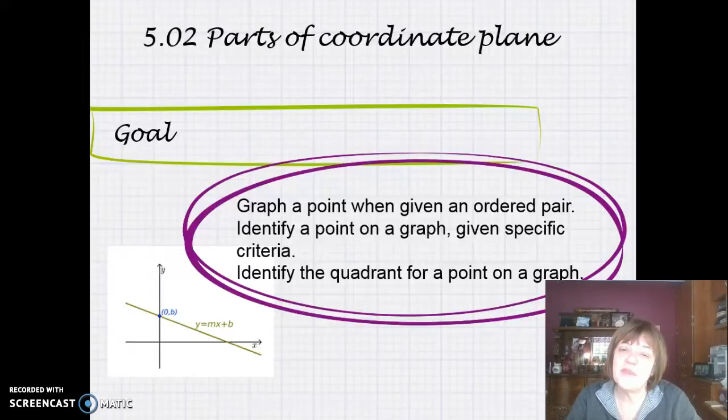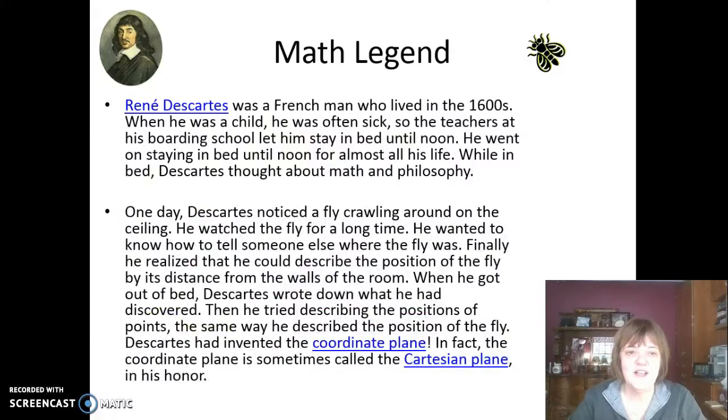Today we're going to learn about the parts of coordinate planes. We're also going to do a little review on graphing points when we give you an ordered pair. We're going to help you identify a point on a graph given specific criteria. And we're going to identify the quadrants for a point on a graph. So let's get started.